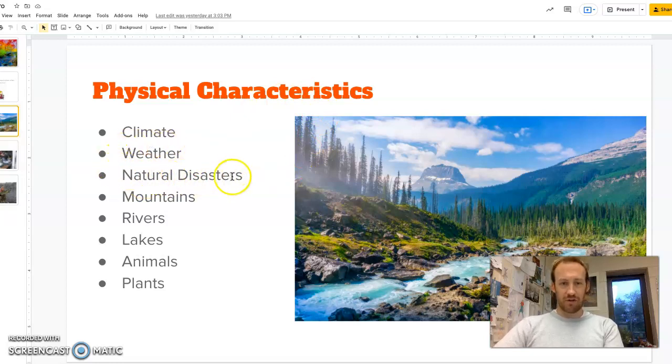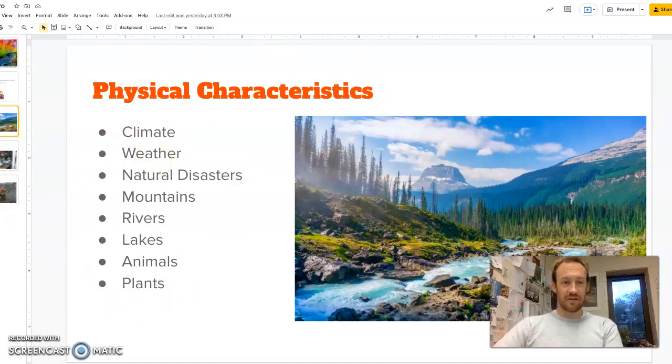Other physical characteristics could be natural disasters of a place. Luckily, we don't get much of that here, but in other parts of the world, they deal with earthquakes, tornadoes, hurricanes, wildfires, floods, droughts, all of those things. We look at the physical features. So, example in this picture, we can see they have mountains, they have a rocky, pretty rapid river. We can look at lakes in an area. It also includes all the plants and animals that you would find in a place. So all of these things were created by nature, and so they're physical characteristics of that place.